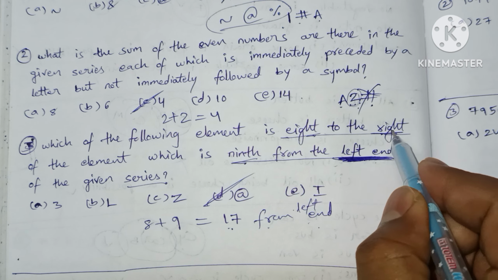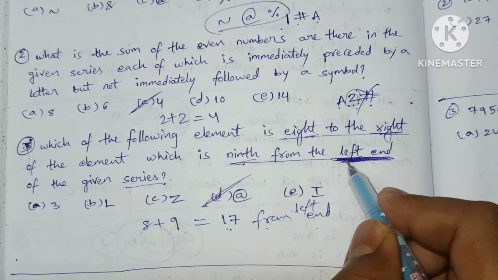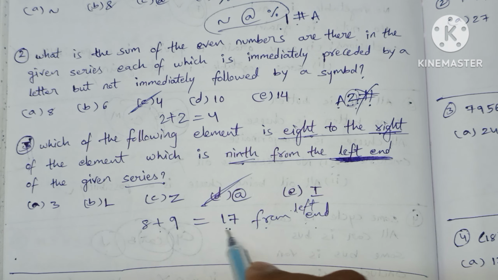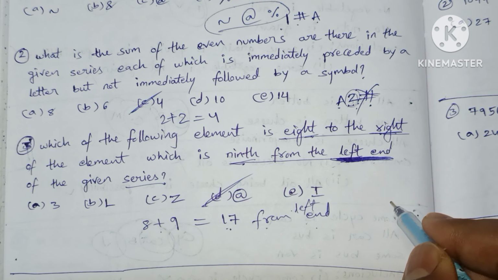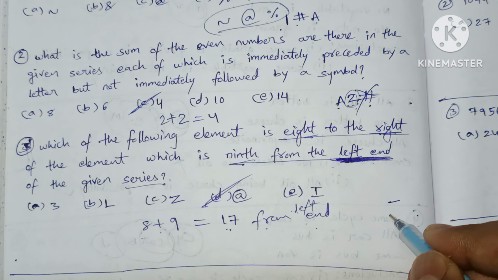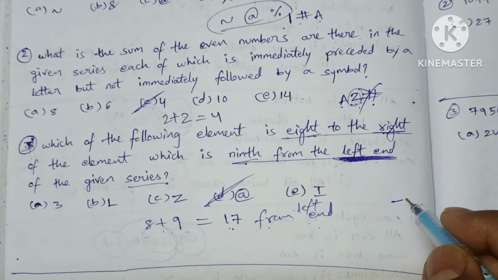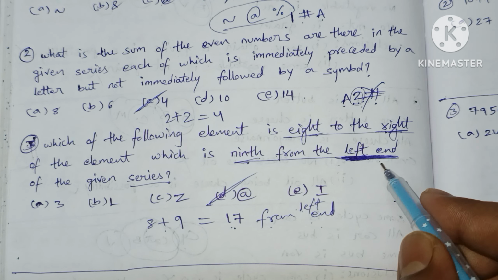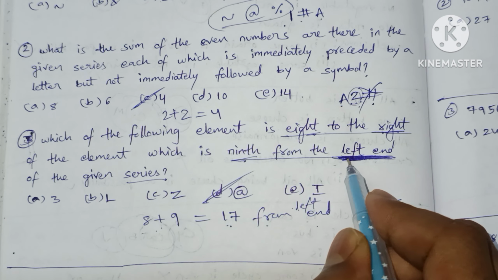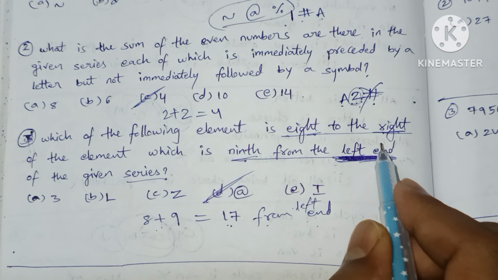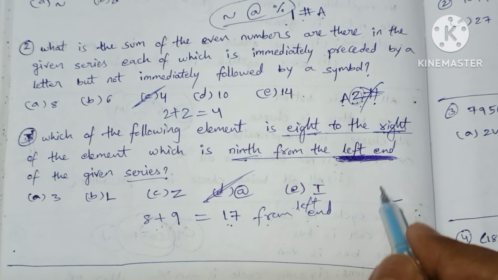Here I said if it is right and left, then we add the numbers. If we see the same direction, we'll do minus between them. And after doing the sum or minus, we'll go with the end one, not the first one. We'll go with the end one.